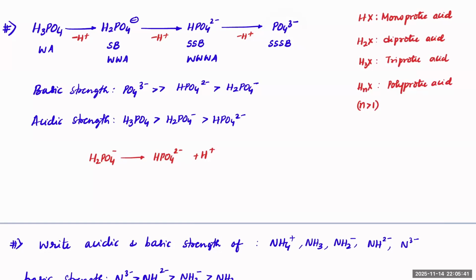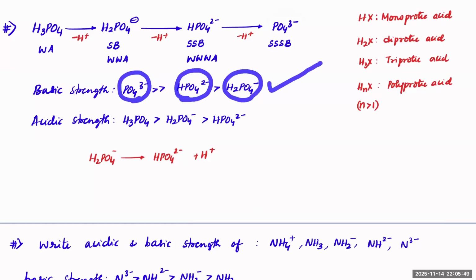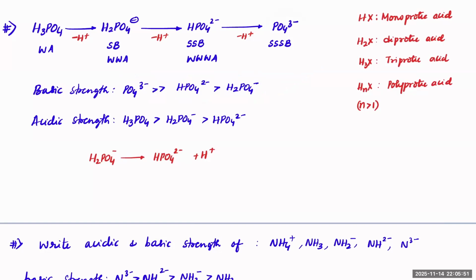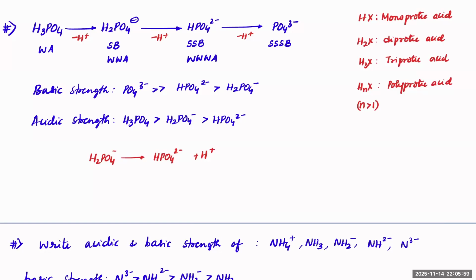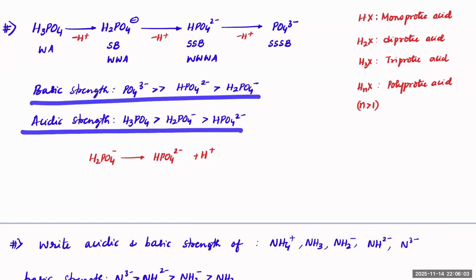So you can see basic strength wise, PO4 3 minus, HPO4 2 minus, H2PO4 minus. This is the basic strength. And when it comes to acidic strength, H3PO4, H2PO4 minus, and HPO4 2 minus. This is the acidic strength which we have. So this one is a basic strength. This one is an acidic strength which we have. Clear?